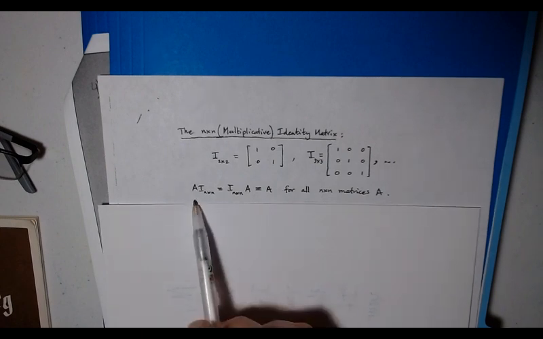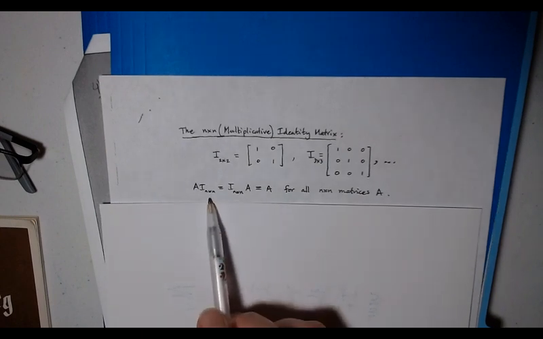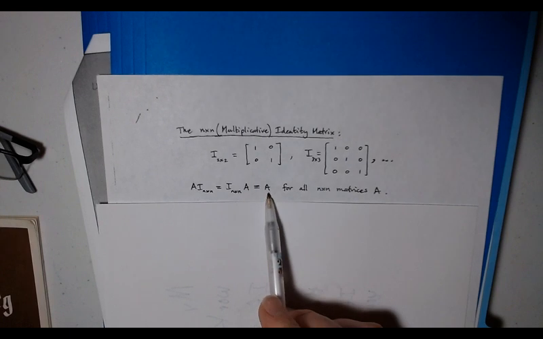All right. One of the most important matrices that we have is the identity matrix. The identity matrix basically replaces 1 in the world of matrices when we're talking about multiplication. So multiplying a matrix by the appropriate identity matrix gives you that same matrix back.